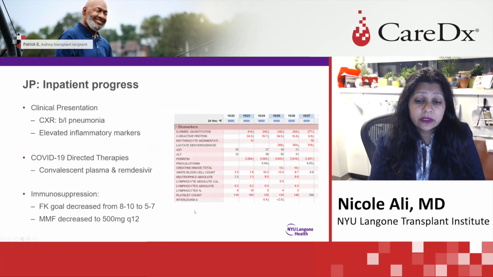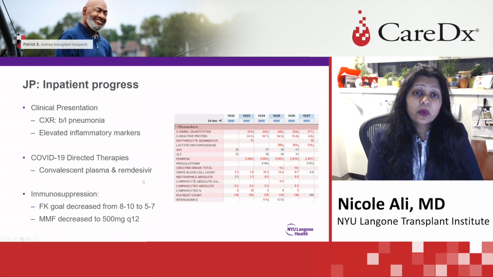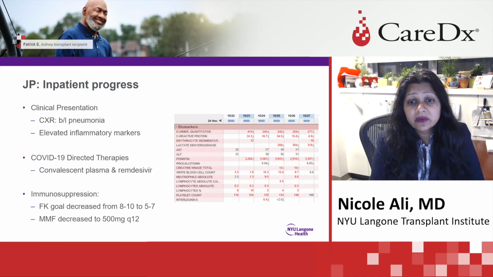We initially admitted him right away, found that his chest x-ray had bilateral pneumonia. His inflammatory markers, as you can see here on the side, were very, very elevated. And by this point, we did have access to remdesivir and to convalescent plasma. So with that, we felt confident that we didn't need to stop his, I wouldn't say confident, we hoped that we would be able to treat him without completely stopping his immunosuppression.